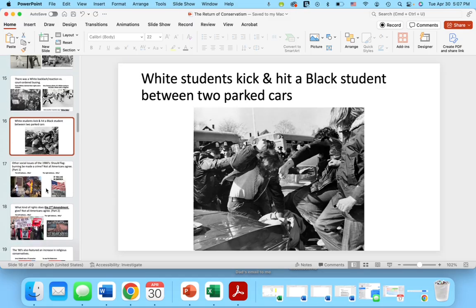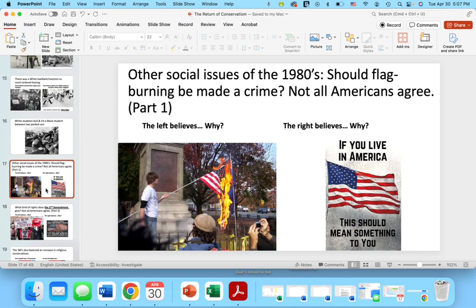So, not good. Another social issue of the 1980s: should flag burning be made a crime or should it be allowed? And not all Americans agreed. The left believes that it's okay to burn a flag. It's free speech. You're expressing yourself and your views, so the left values free speech more. The right says if you live in America, this should mean something to you. It's an icon, it's a symbol of freedom, and you shouldn't burn the flag. It's disgraceful, say the conservatives on the right.